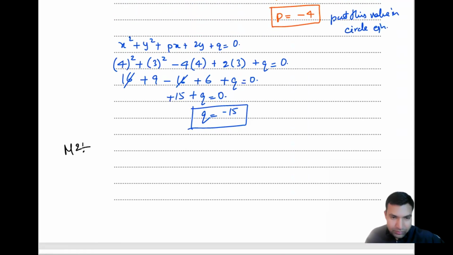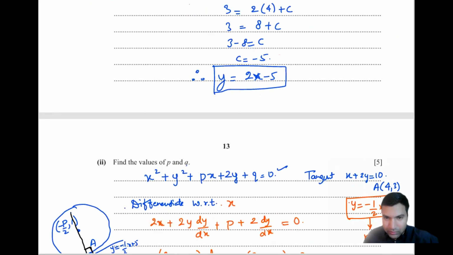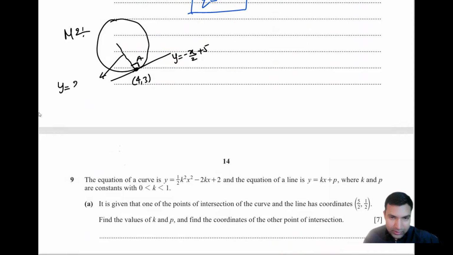So method 2. Let's say this is the circle we got, and here is point A, which is (4, 3). We got the equation of the normal as well. Normal means 90 degrees. And in IGCSE, we have learned circle theorems, isn't it? So this is y equal to -x over 2 plus 5, and we got the equation of the normal as y equal to how much? 2x minus 5, right? So a line, this is basically a tangent, right? So it's a tangent.